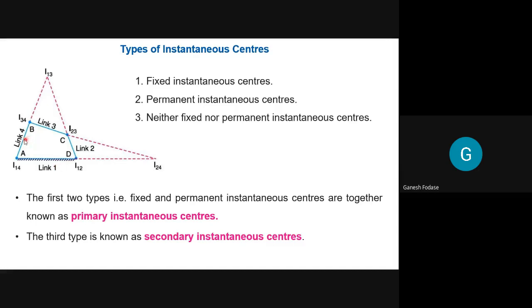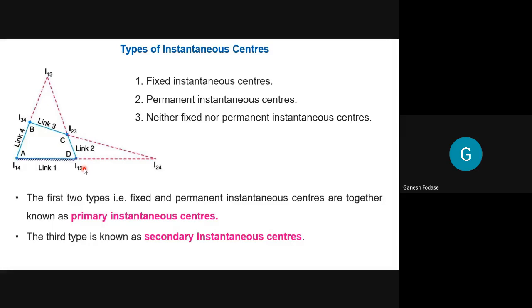Similarly, when I am finding the ICR of link 4 with respect to 1, can I call this I14 a fixed ICR? Yes, because link 1 is fixed. So I hope you understand when it is called a fixed ICR. When I am finding the ICR of one link with respect to another link, and out of those two links one link is fixed, then that ICR is called a fixed ICR.